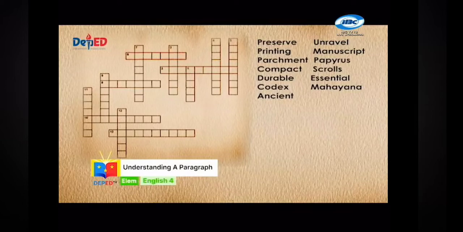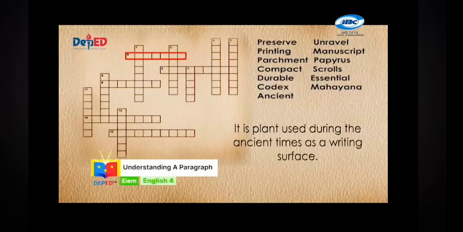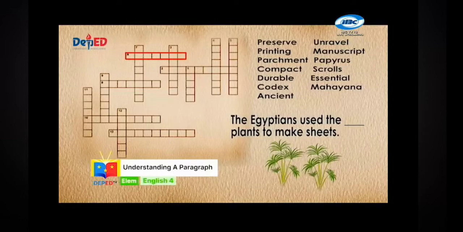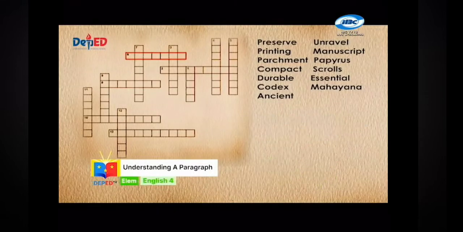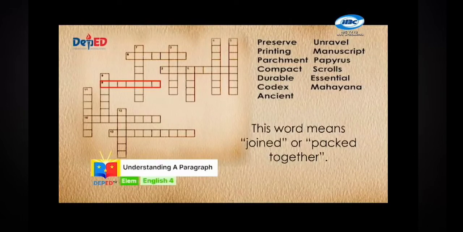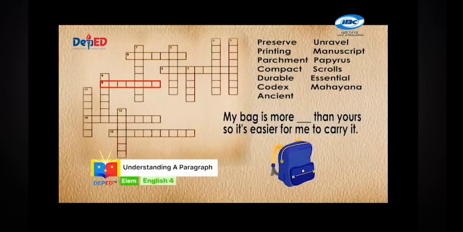Number 6, 7 letters. It is a plant used during the ancient times as a writing surface. The Egyptians used the plant to make writing sheets. Number 8, 7 letters. This word means joined or packed together. My bag is more than yours, so it's easier for me to carry it.